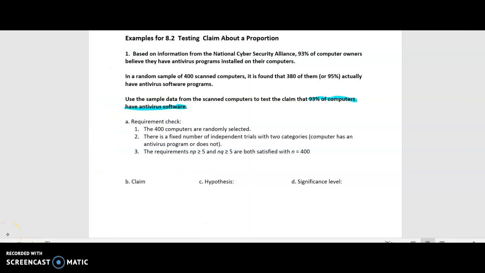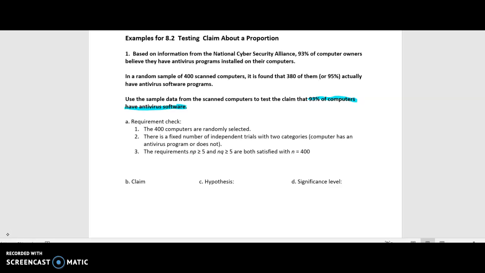Let's look at the next example on page 4. Based on information from the National Cybersecurity Alliance, 93% of computer owners believe they have antivirus software installed on their computers. In a random sample of 400 scanned computers, it's found that 380 of them, or 95%, actually have the antivirus software programs. Use the sample data from the scanned computers to test the claim that 93% of computers have antivirus software.